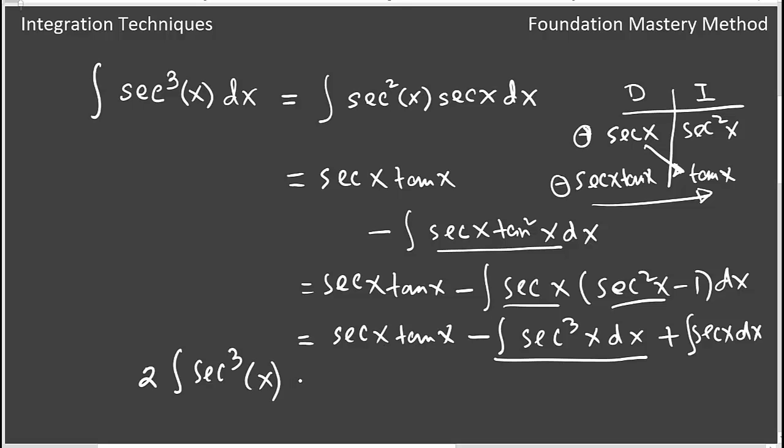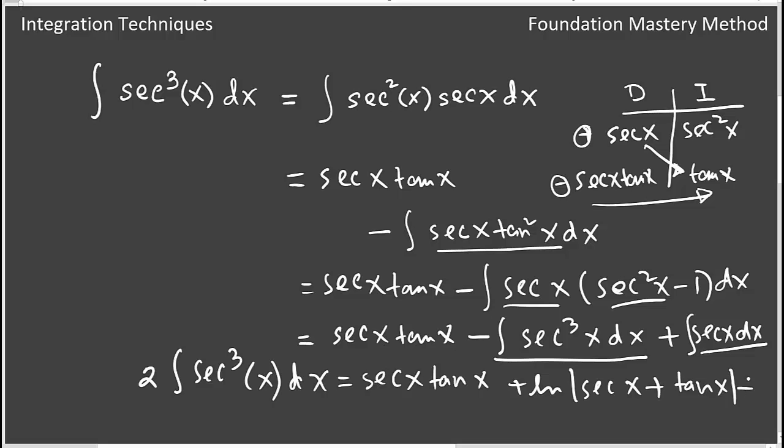You can use parentheses or not, fine. So then we get secant x tan x plus the integral of secant x, which is known, the natural log of secant x plus tan x, and we are done. We add the integral constant.